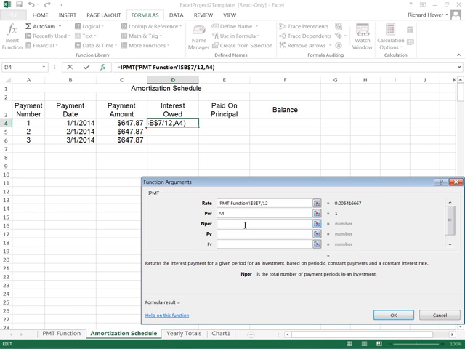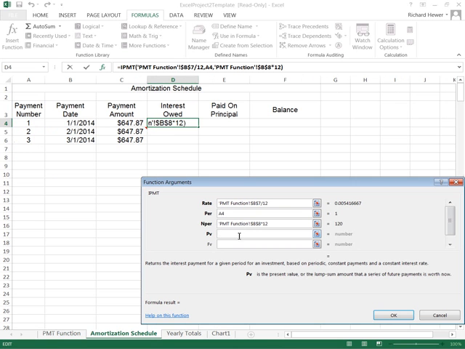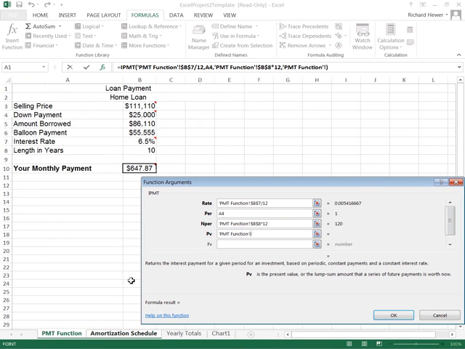Next is the number of payments, the total number of payments in the investment. That again is back here to the 10. Make it absolute. And then once again, we multiply that by 12. Okay? And now we have the present value. That means the beginning amount of the loan. We go over here again and find the amount borrowed and make that absolute.